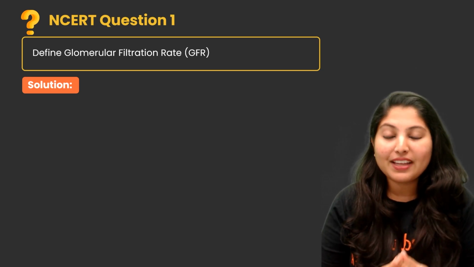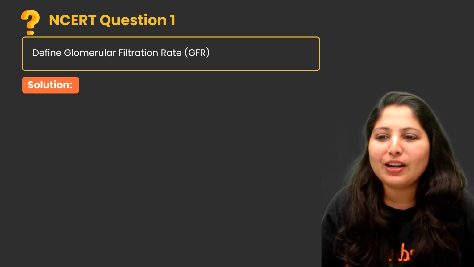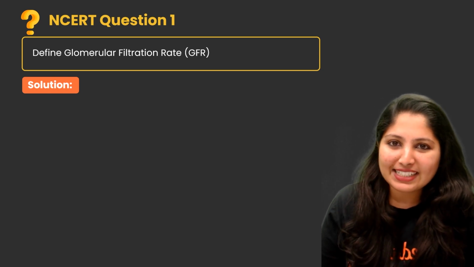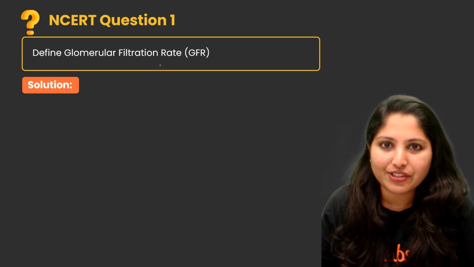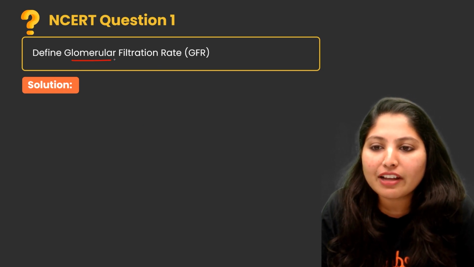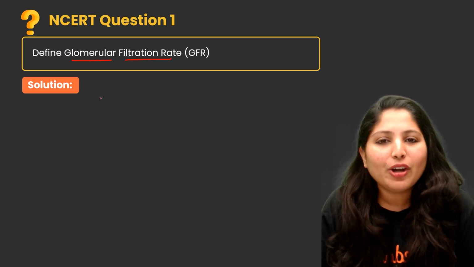I am Anjana, your biology master teacher, and today we are going to discuss questions from the chapter called Excretory Products and their Elimination, in which the first question is: define glomerular filtration rate. We need to tell what glomerular filtration rate is. Okay, so GFR. What is it?